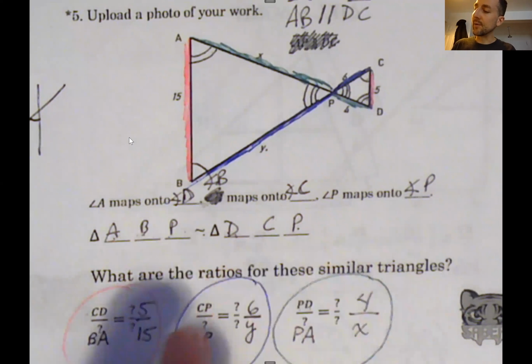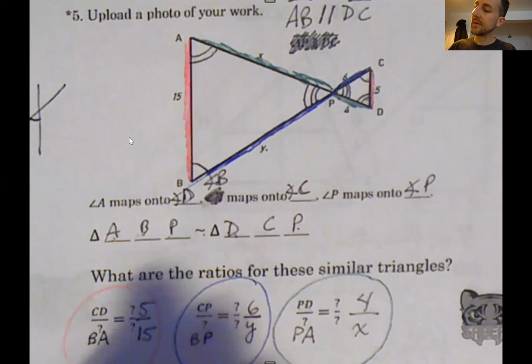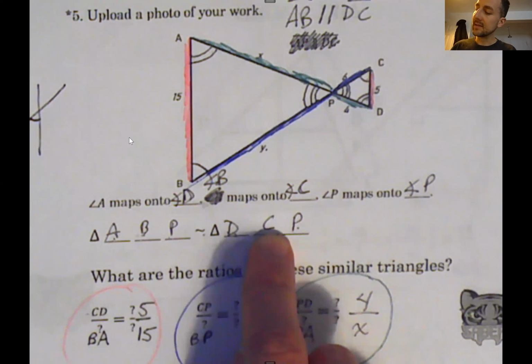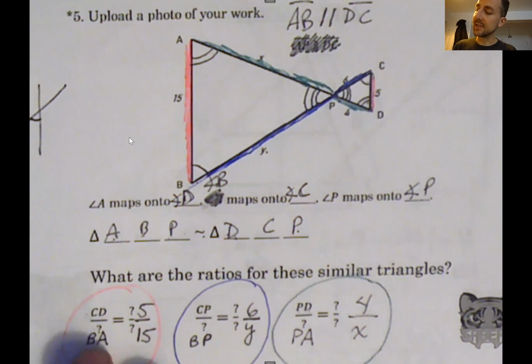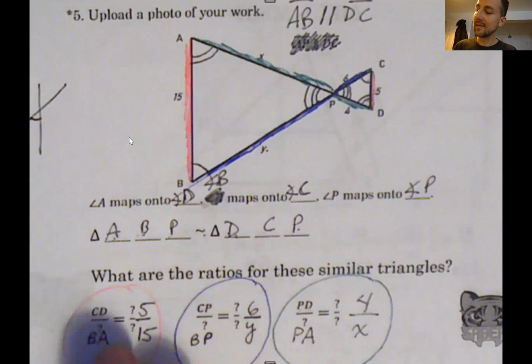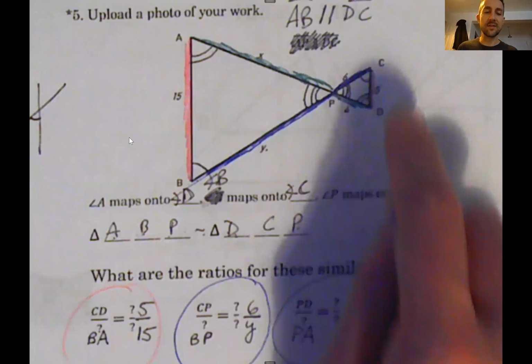Finally, to write our ratios, our fractions, CD over something. C corresponded to B, so put B in the denominator under C. And D corresponded to A, so put A underneath D. So we're talking about BA. Then numerically fill in 5 over 15, and so on.